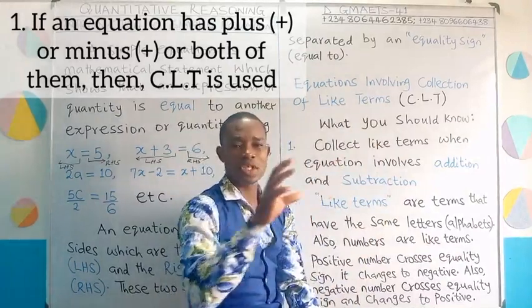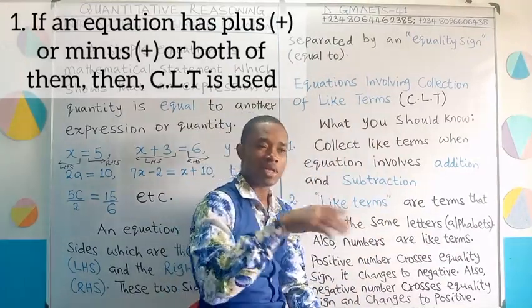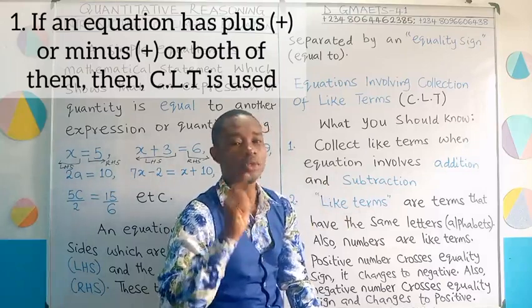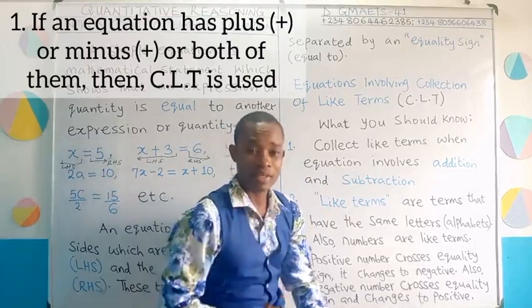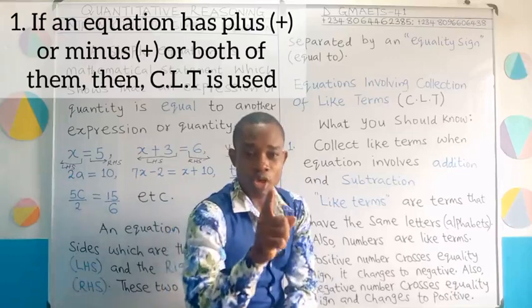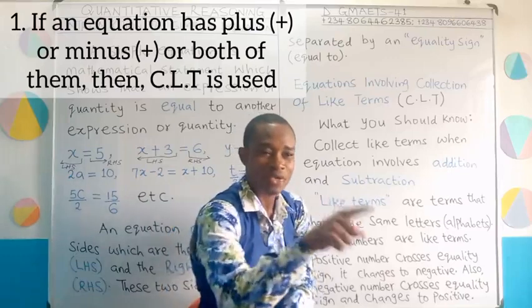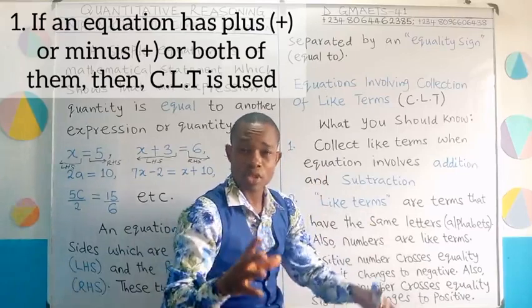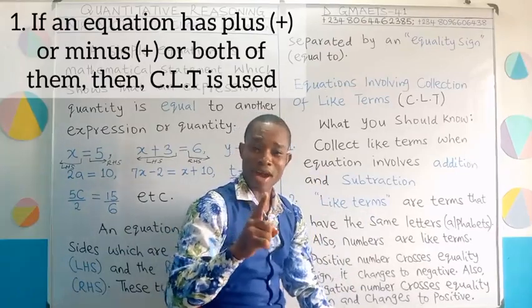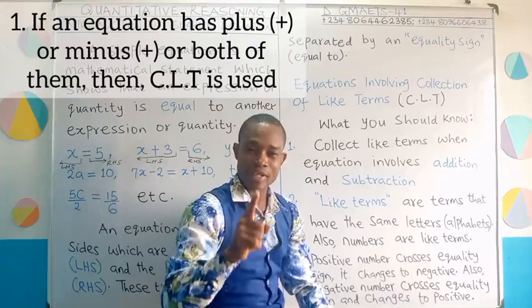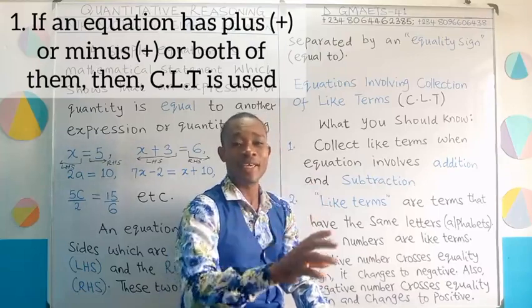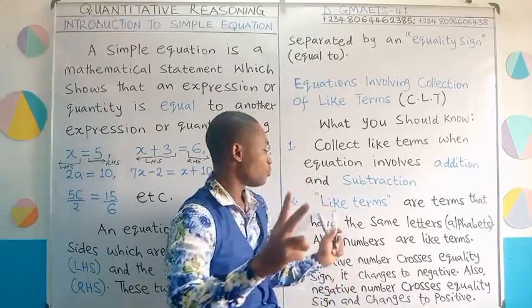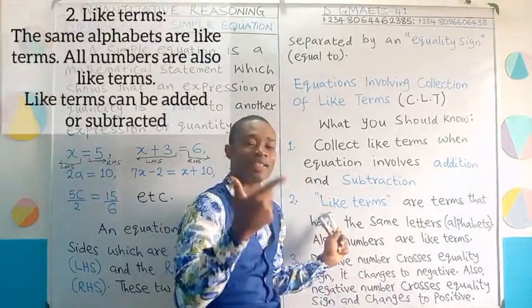So when a simple equation is given to you and you see plus and minus there, then start thinking that you will have to collect like terms. Please, dear student, do not wait for someone to tell you that here you have to collect like terms. When you see plus and minus in a simple equation, start thinking that somehow you need to apply the principle of collecting like terms. Number two, I've been talking about like terms, like terms, like terms.